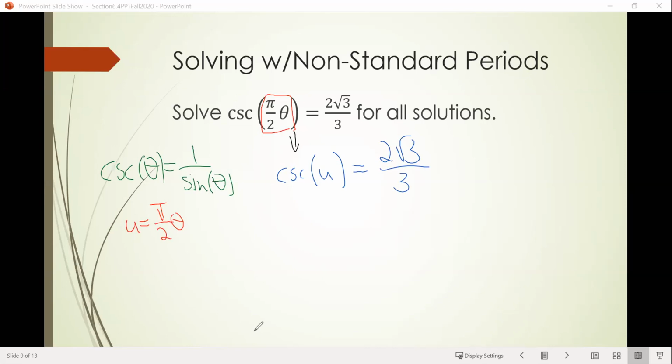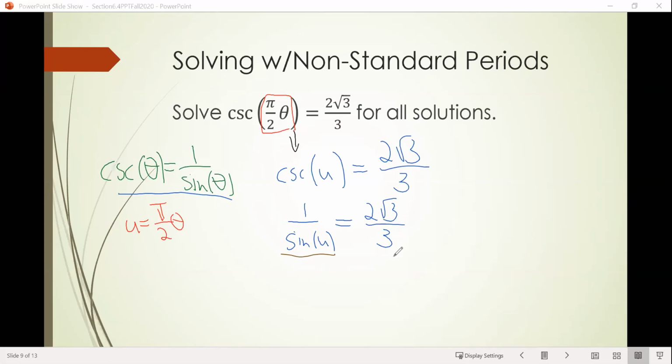And then as we are reminded by this equality here, cosecant can be written as 1 over sine of U equals 2 root 3 over 3. And now we're getting really close to being able to start to work with this because we have a sine now. But notice it's in the denominator, which is a problem, right? So how are we going to deal with that?